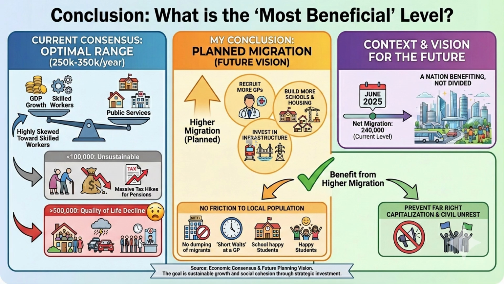My conclusion. This is the most beneficial level today, but with planned migration we could do the following: recruit more GPs, build more schools and housing, invest in more infrastructure. As a nation, we can benefit from higher migration without causing friction to the local population, such as not using hotels to house migrants, not increasing the wait times for GP appointments, or putting pressure on schools. These have been capitalized upon by the far right and caused near enough civil unrest. In the year up to June 2025, net migration was at 240,000.